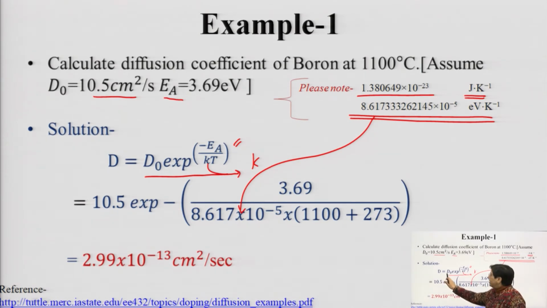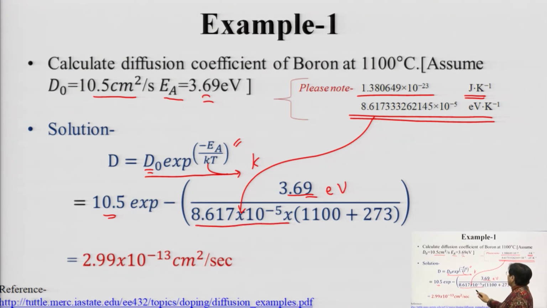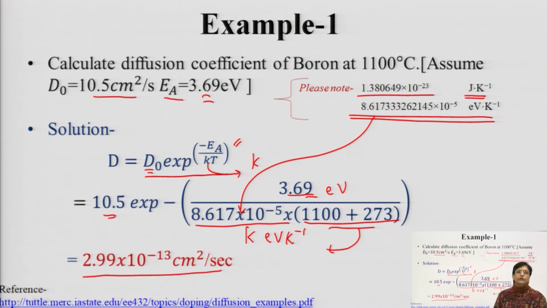I already have D0, which I am substituting as 10.5, as given. Then the activation energy in electron volts is given as 3.69. I will substitute the value of K, the Boltzmann constant, in the form of eV per Kelvin, please understand. Then I convert my temperature, given as 1100 degree centigrade, into Kelvin. When I calculate, I get the value as 2.99 into 10 raised to the power minus 13 centimeter square per second.